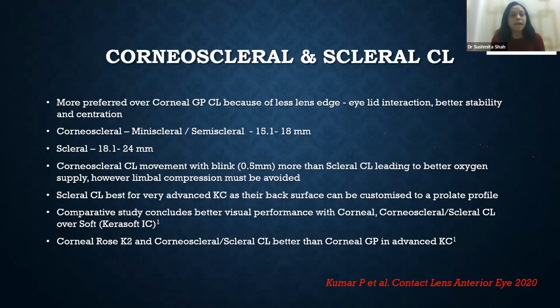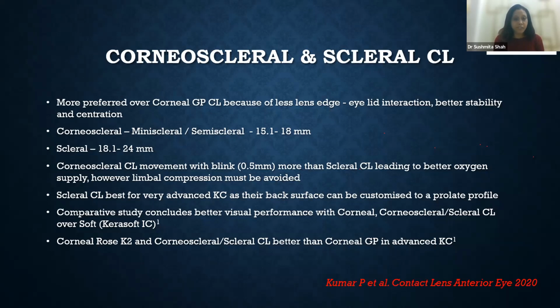The corneoscleral lenses are the mini-scleral or the semi-scleral lenses. They range between 15.1 to 18 millimeter. Now, there could be variations depending on the manufacturer. The scleral lenses are the ones which are more than 18.1 millimeter and can go even up to 24 millimeter. Here again, the size could be slightly variable depending on the manufacturer.